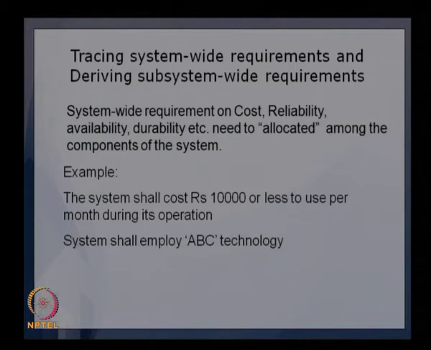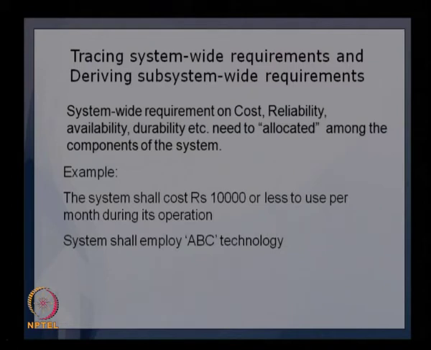For example, if you take the elevator system itself, the operating cost may include the power charges, the control cost, and the input output requirements. So, all those will be contributing to the total operating cost, and this we need to allocate amongst the other components. So, that is the requirement over here.